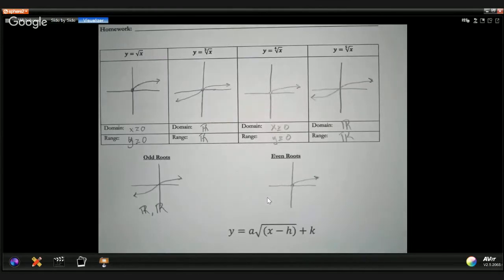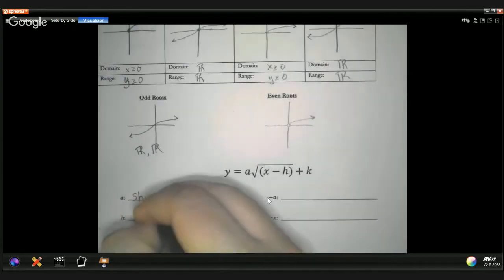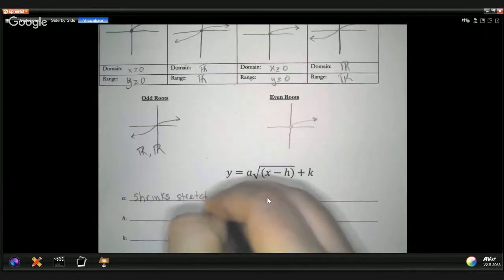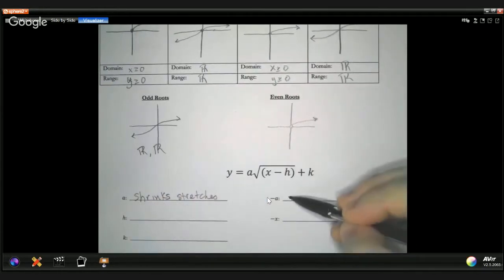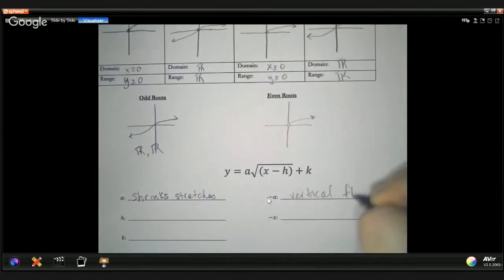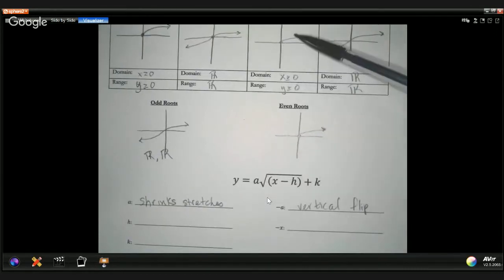Okay, so we're getting back into transformations, which you had gotten pretty good at. Okay, remember that the A in front, that's the thing that either shrinks or stretches. If it's negative, it's going to be a vertical flip. So instead of it going up like it does here, it would go down the other way. So it'd be down.